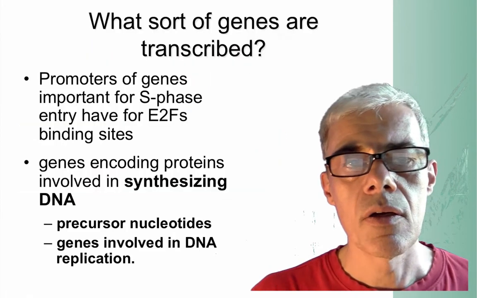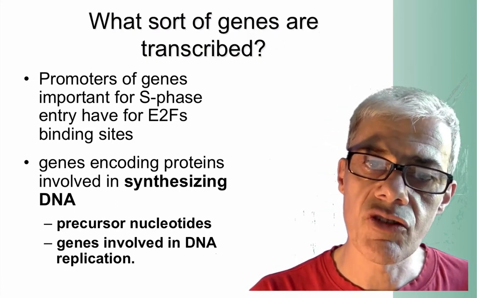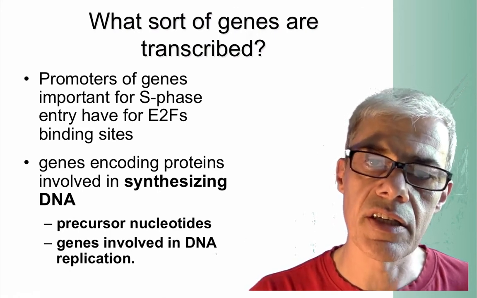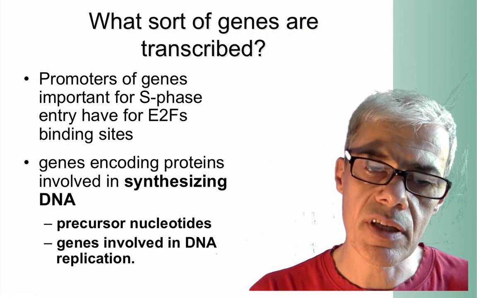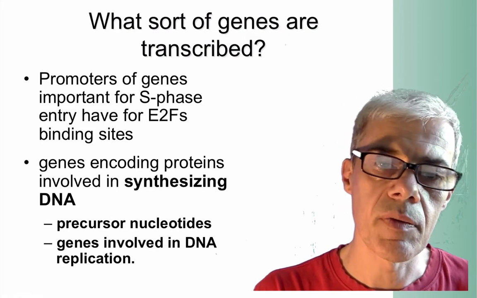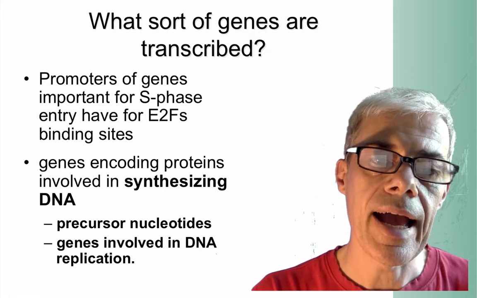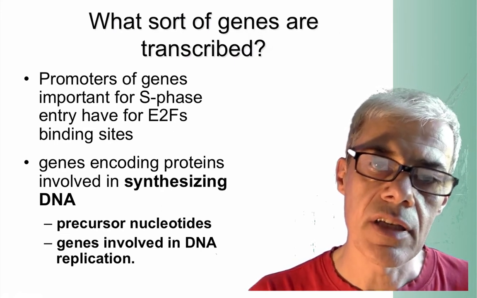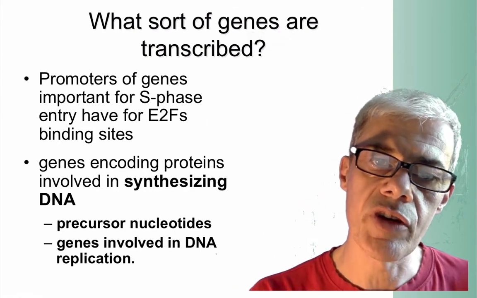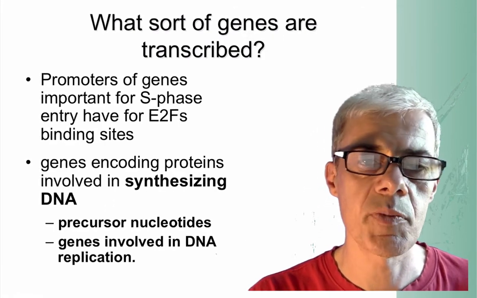I think I've already mentioned this, but which sort of genes are transcribed by these E2F factors? They're genes involved in synthesizing DNA. There's a whole bunch of genes involved in the synthesis of DNA, whether it be making nucleotides or making some of the enzymes required for actually copying the DNA. And at the promoter region of these genes, if you do your bioinformatics and your studies, you can see there are binding sites for the E2F transcription factors. Hence, they're able to affect these genes specifically.